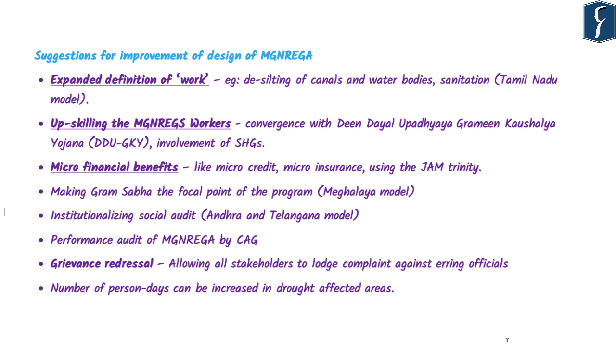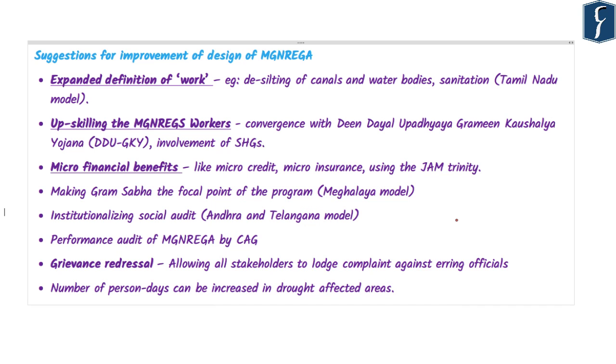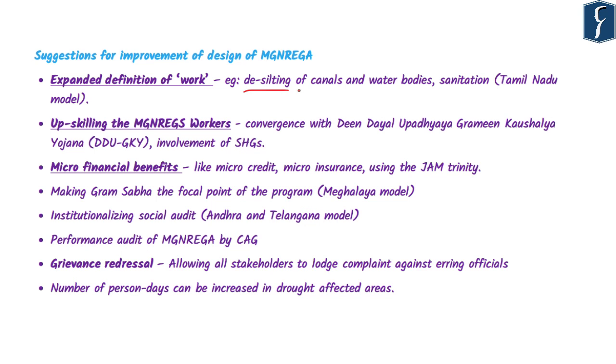Because we saw in the beginning in the definition that this provides only unskilled work, and that is one of the major criticisms. We will see certain ways to improve the design of MGNREGA. First and foremost is to expand the definition of work. There are certain states that have taken proactive measures in this regard. For example, the state of Tamil Nadu has been giving employment in semi-skilled areas under MGNREGA as well. So the definition of work must be improved to include semi-skilled work as well, for example, desilting of canals and water bodies. This is taken up in the state of Tamil Nadu.